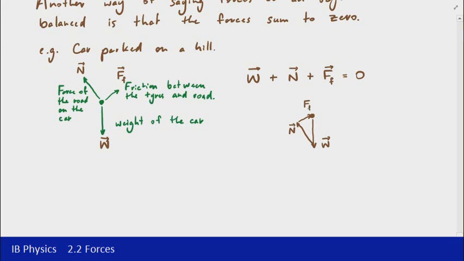And again, just taking this vector and adding it to the end of the normal. And what we can see there is that when they are all added together, there is no resultant force. They all sum to give 0, and so we're back where we started.